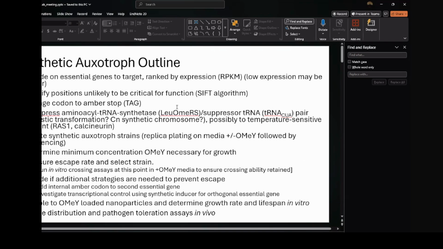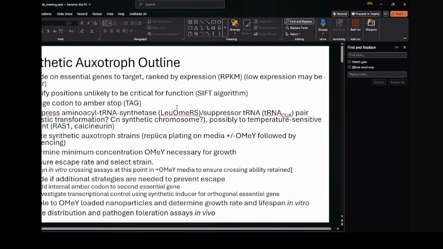and then express their O-methyltyrosine RS and tRNA pair. We could do this in a temperature sensitive mutant potentially, to increase the control down the line. Then of course we'd isolate the synthetic auxotroph, and hopefully determine the minimum concentration it needed. I believe they showed growth down to 0.02 millimolar, but it will probably differ for Cryptococcus and depending on the gene.